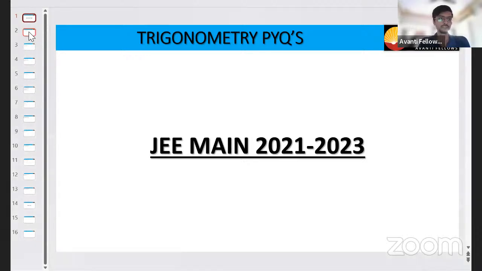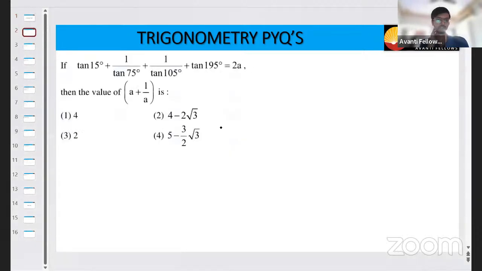Chalo. So, the first question is this. This is from the latest, 2023. I'll try to include the 2024 PYQs once we get the question papers. Here we have this given as 2a, and we need to find the value of a plus 1 upon a, correct? So yeah, let's see how we can do it.